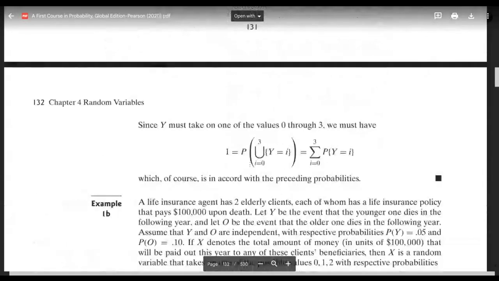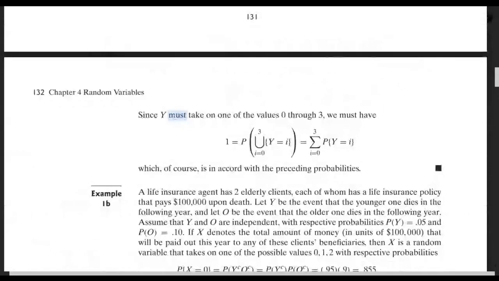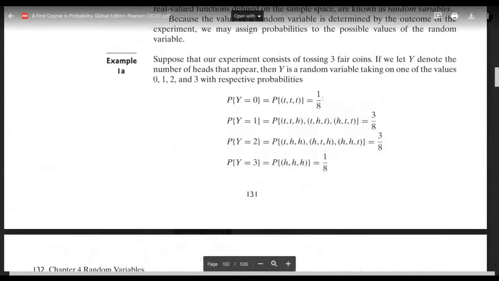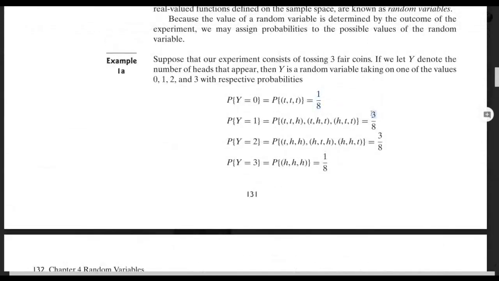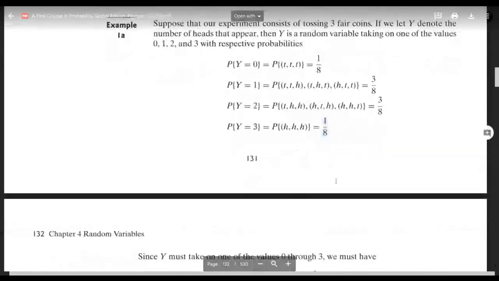Since Y must take on one of the values from 0 to 3, we must have the probability of 1 equal to the probability of the union of all the possibilities, from 0 heads up to 3 heads. So adding them all, it has to be 100%, which indeed it is. 1 out of 8 plus 3 out of 8 is 4 out of 8, and 4 out of 8 plus 4 out of 8 is 8 out of 8, that's 1.